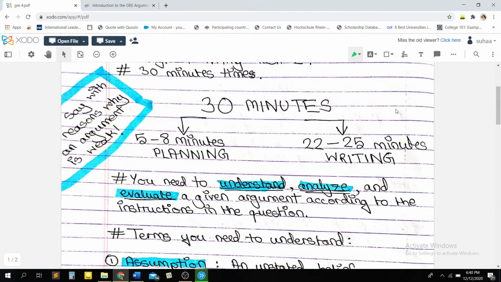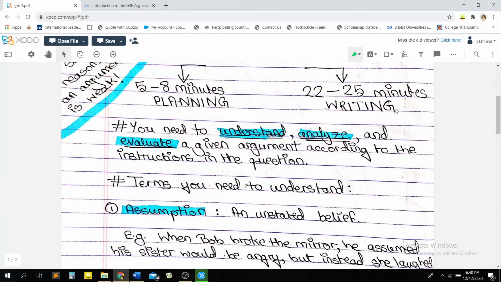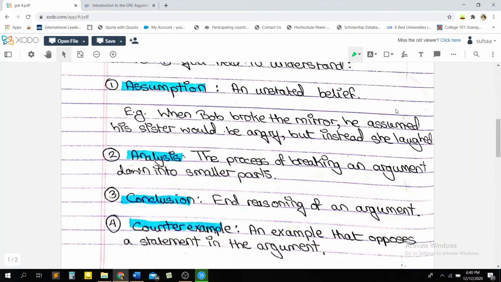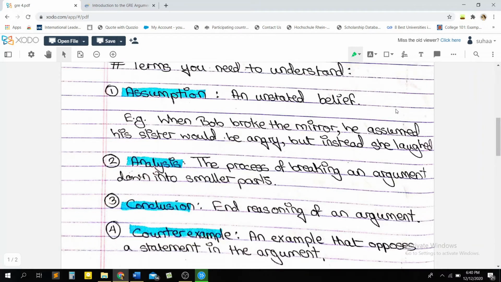So before you start writing the argument essay, there are a few things that you need to understand. First of all, what does the term assumption mean? An assumption is any belief that we took for granted. I've included an example here. When Bob broke the mirror, he assumed his sister would be angry, but instead she laughed. So anything that hasn't been clearly stated, but someone has considered that it's true, that is an assumption.